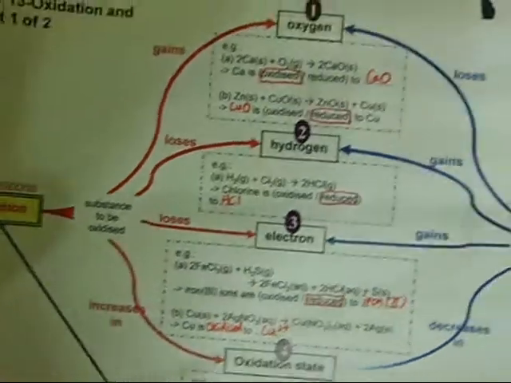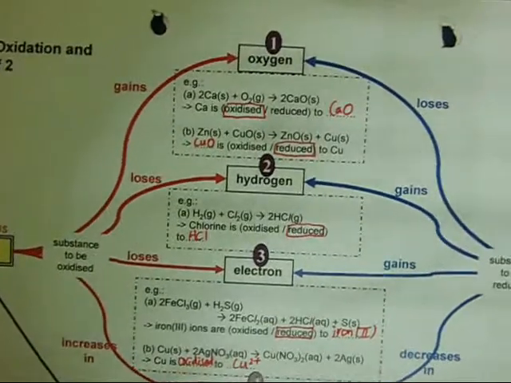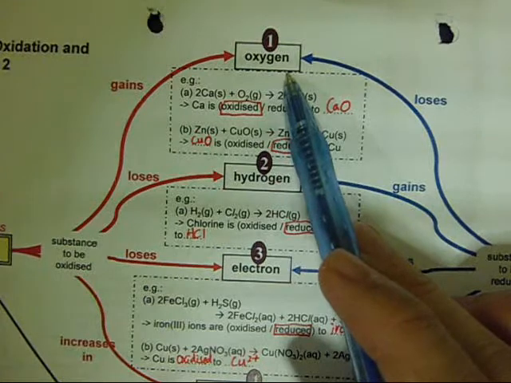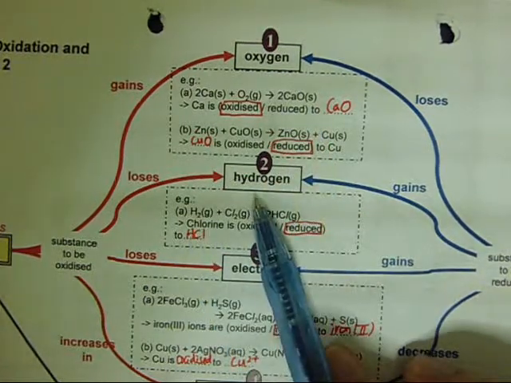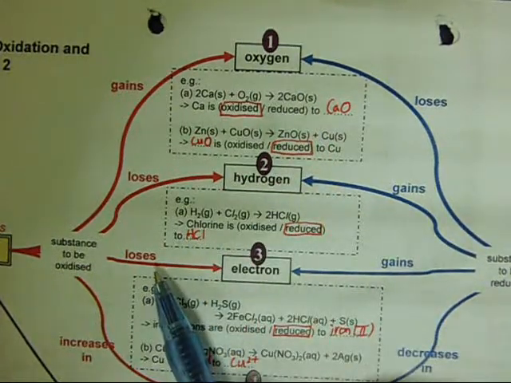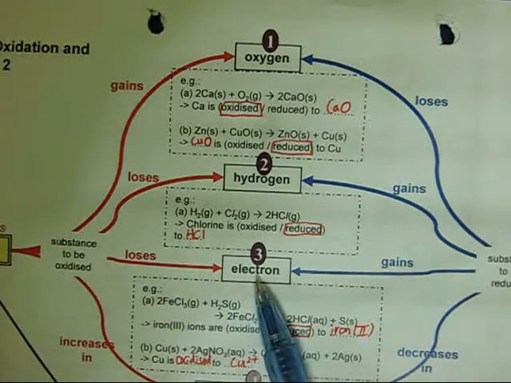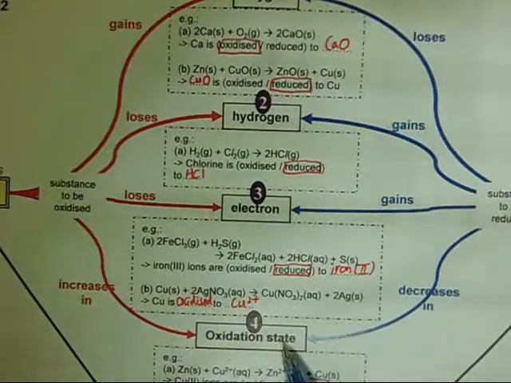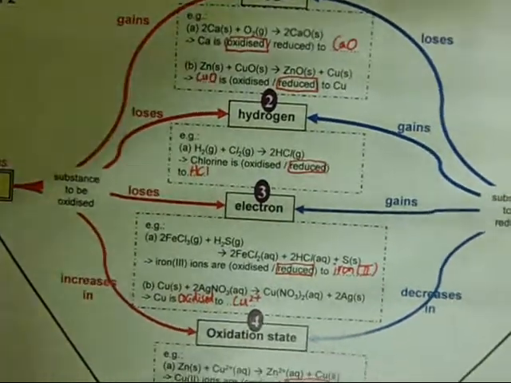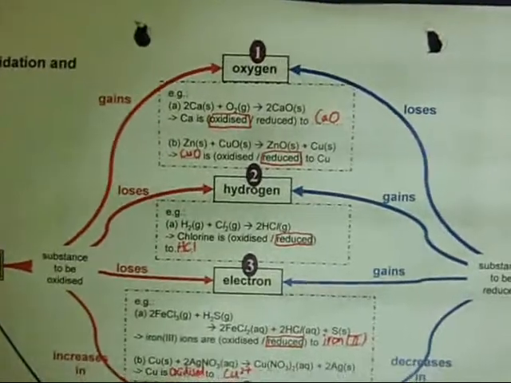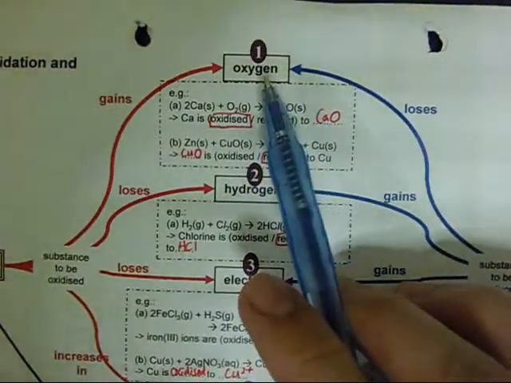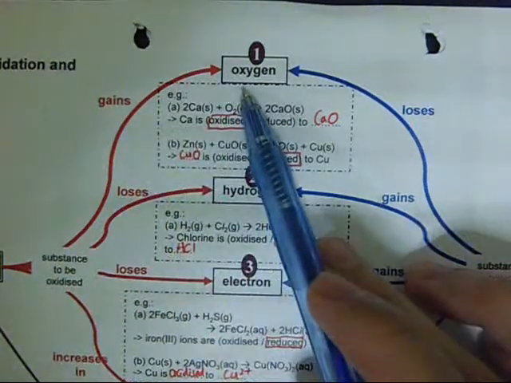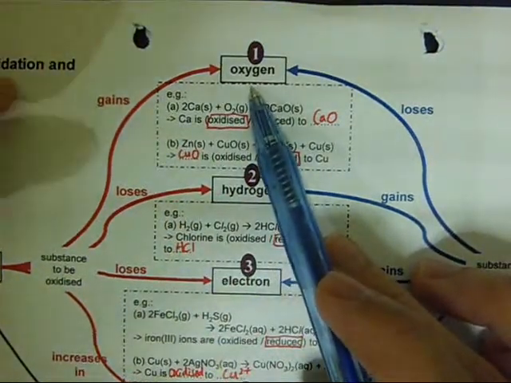The first definition of oxidation is the gain of oxygen. The second definition for oxidation is a loss of hydrogen. The third definition of oxidation is the loss of electron, and the fourth definition for oxidation is the increase in oxidation state. Now the first one is the gain of oxygen. So a substance to be oxidized must gain oxygen.